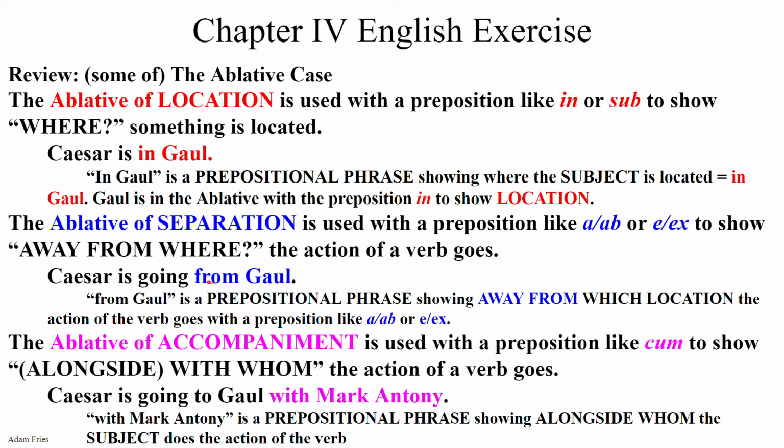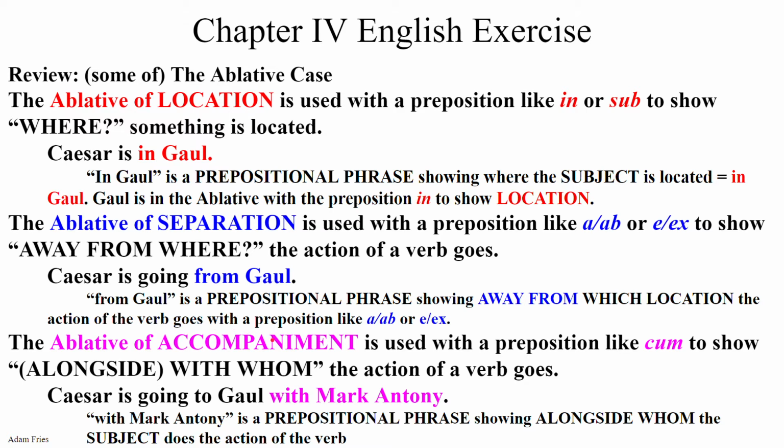So from Gaul is a prepositional phrase. We have the preposition from and then its noun Gaul. It shows away from which location. We're going from this location, from Gaul. The subject is moving away from this noun. In Latin, this noun will be in the ablative case with the preposition either ab or ex. There are a few others as well.